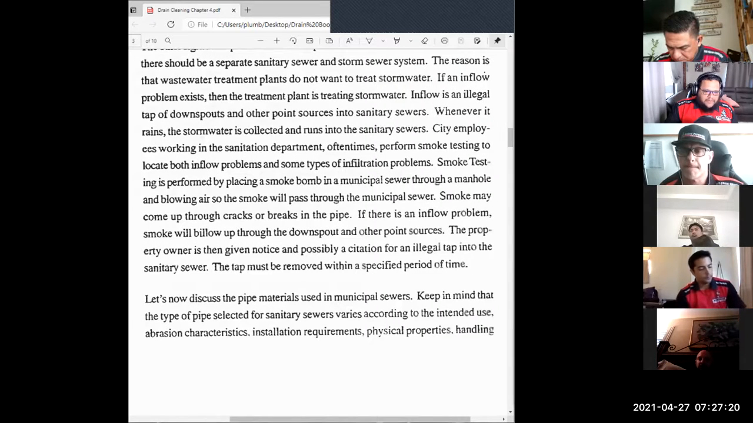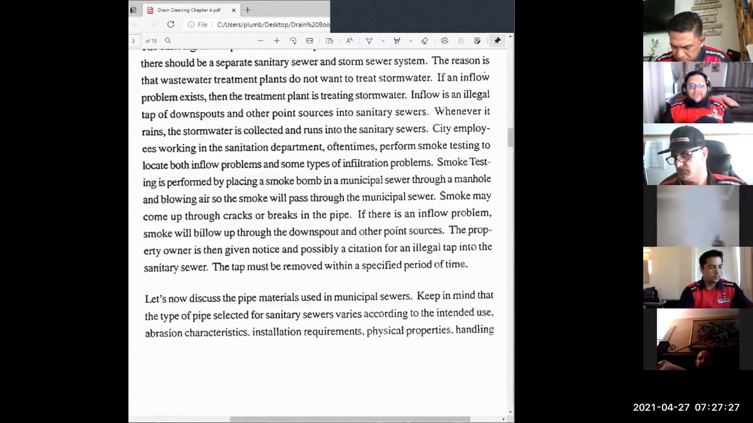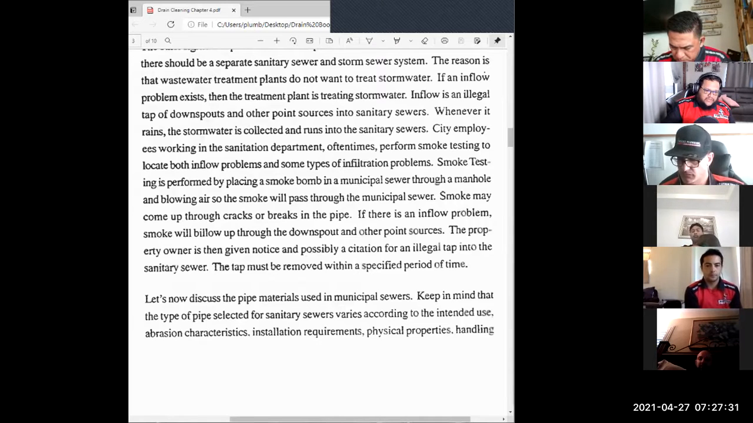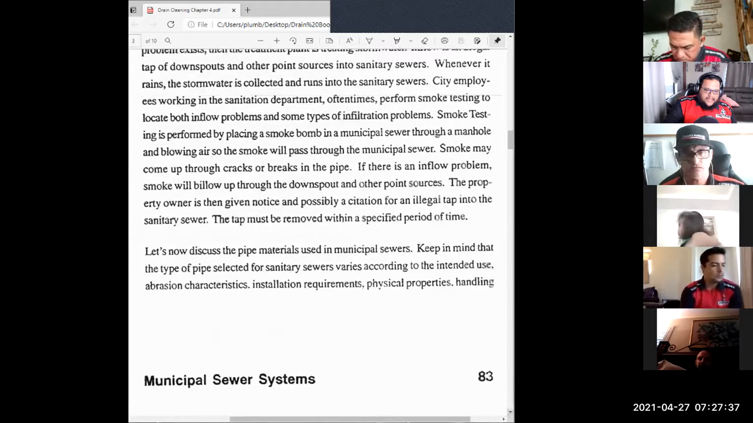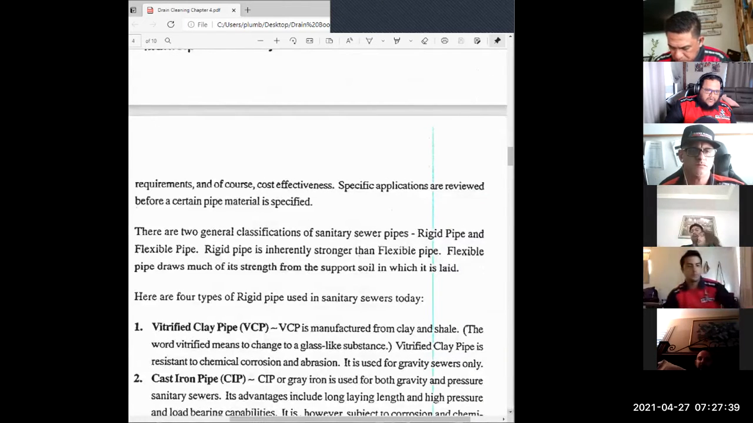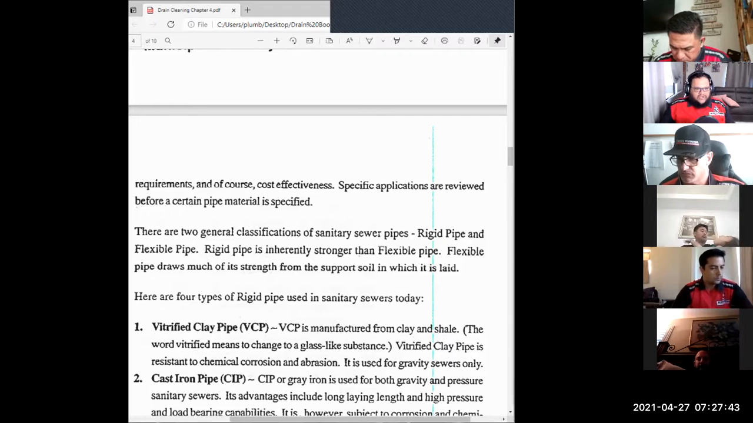So now we're going to get into pipe materials used in municipal sewers. Keep in mind that the type of pipe selected for sanitary sewers varies according to the intended use: abrasions, characteristics, installation requirements, physical properties, handling requirements, and of course, cost effectiveness. Specific applications are reviewed before a certain pipe material is specified.